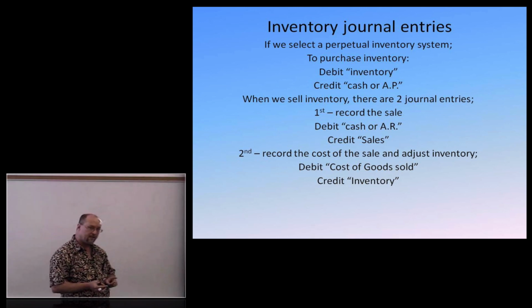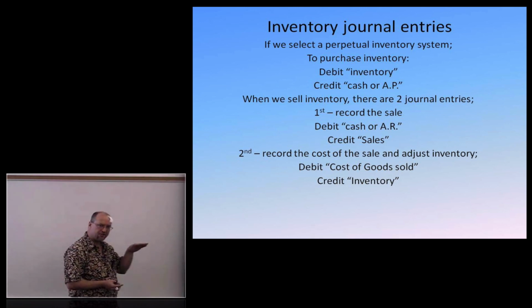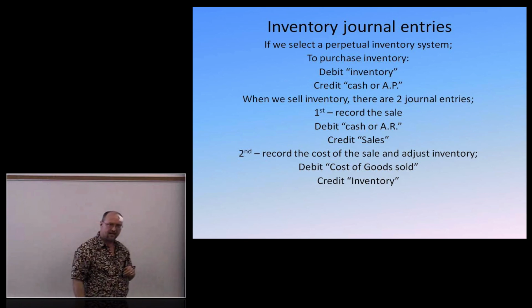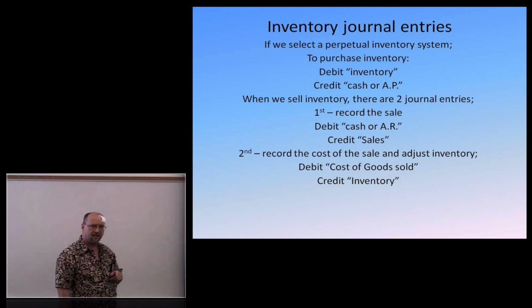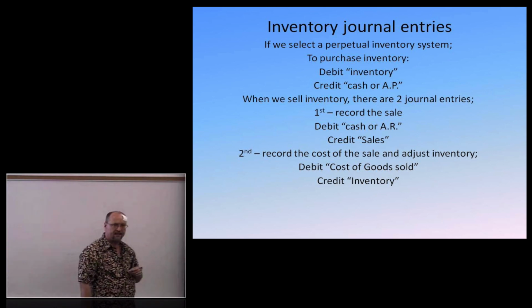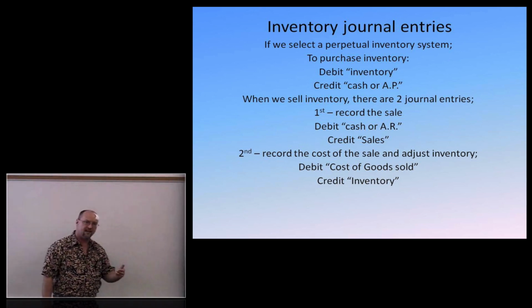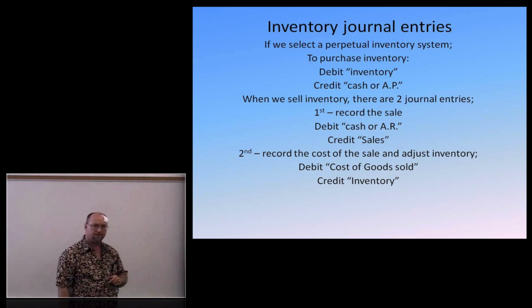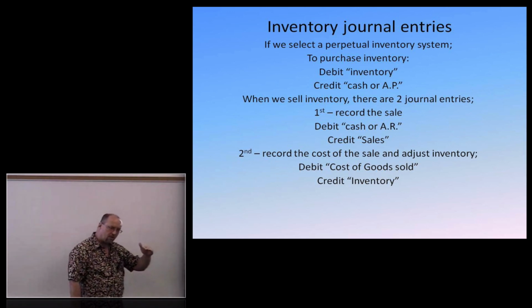Okay, if I sold it for cash, I would debit cash 70, credit sales 70. If I sold it to my customer on account, I would debit accounts receivable for 70, credit sales for 70. Then I would record the cost of the sale. Debit cost of goods sold for $50, credit the inventory account for $50. And my gross profit, which is sales minus cost of goods sold, 70 minus 50, my gross profit on the income statement would be $20.